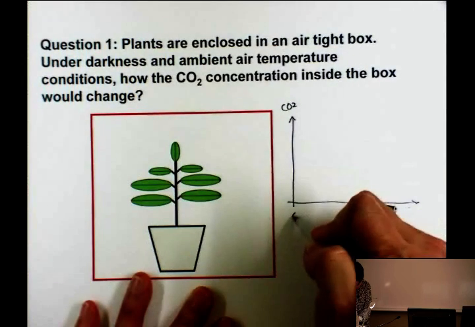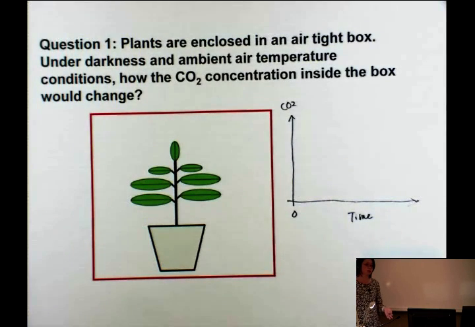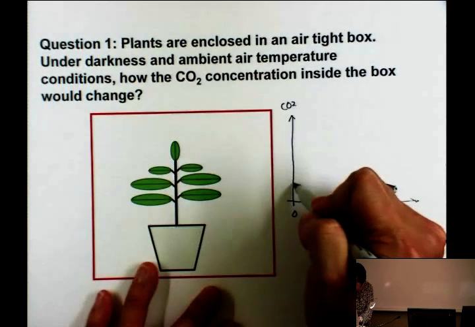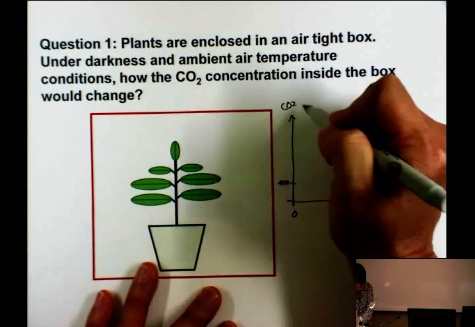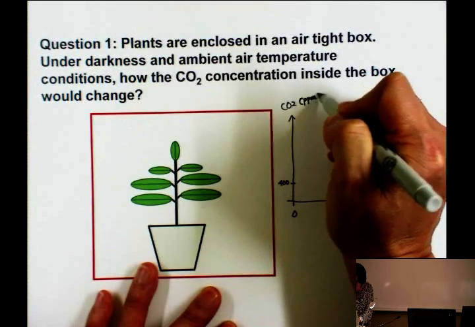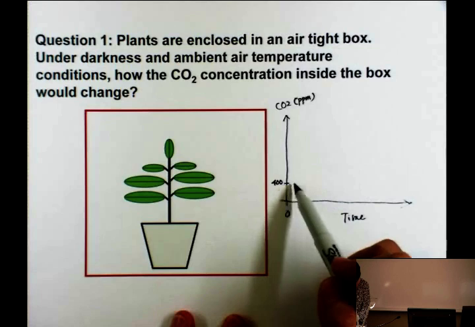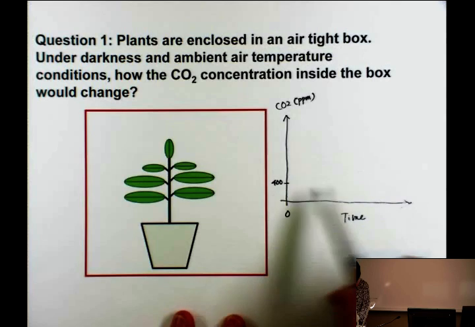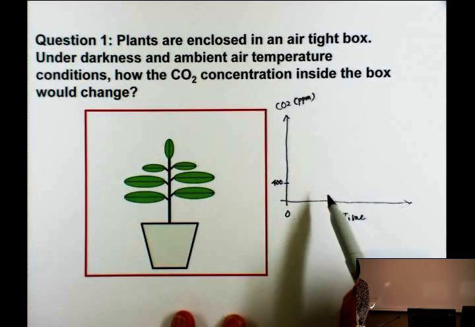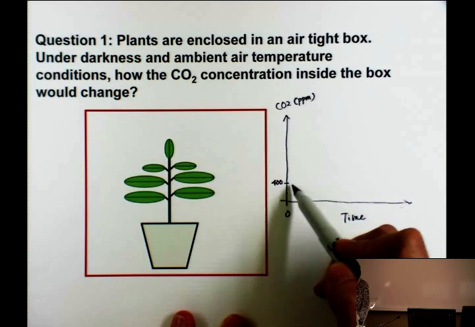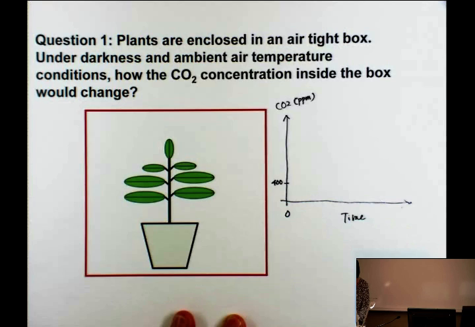So at the starting point 0, ambient CO2, what is ambient CO2? 400 parts per million, micromoles per mole. So that's the starting point, CO2 in parts per million or micromoles per mole. So in the darkness, how does the CO2 concentration change over time? Going down? It's darkness though. It's dark, dark, dark.